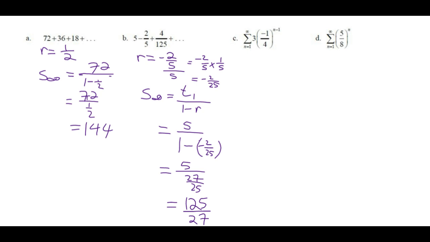Okay. Next one. What's r? So there's the formula. What's r? Negative 1/4, right? Because this matches up. T1 is 3. R is negative 1/4.